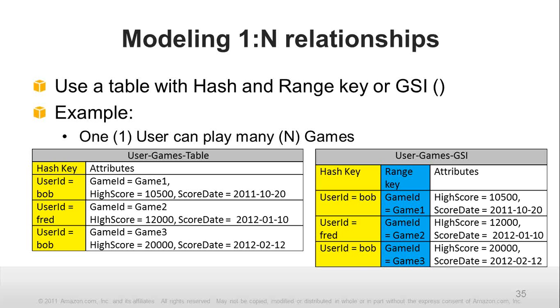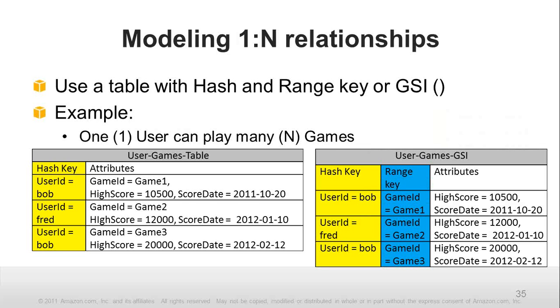Let's assume we want to model the relationship between the users and the games. One user can play many games in this scenario. In which case, you could construct a global secondary index. In this case, I've called it the user games GSI on the right side. The hash key that I've chosen is the user ID, and the range key that I've chosen is the game ID here. So if you use that index, you could simply say for user Bob, give me all the games that Bob played. So you would get the first record and third record, which would be, in this case, game 1 and game 3.